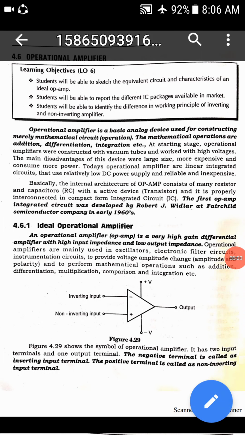Good morning, students. Today we are going to discuss the operational amplifier. It is an important topic in this unit.